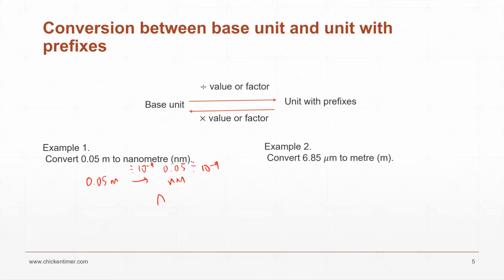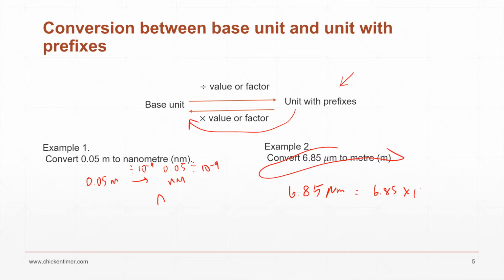Then if it's units with prefixes and you want to convert to base unit, such as this case, what you do is you just multiply by the factor. So this will mean it's 6.85 times a micro. Micro is this much. Like that. Okay.